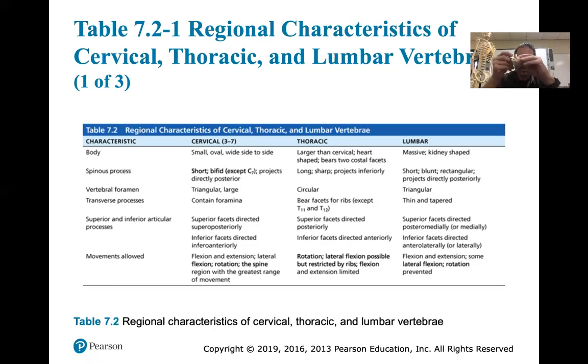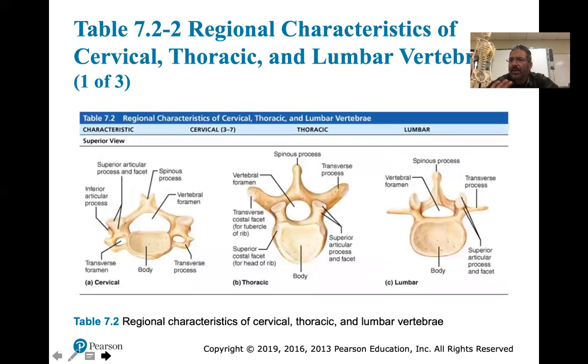If you were able to look, you could see how these literally articulate or glide. They're designed to fit on each other. Remember, these are also going to have cartilage. We said that every joint is going to have cartilage and a little bit of fluid. So here are the pictures.